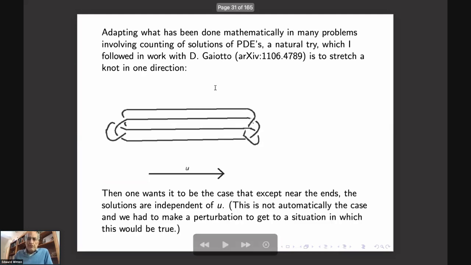We won't get that for free. And in fact, with Gaiotto, we had trouble getting it. We had to include a perturbation of the simplest version of the equation we wanted to study in order to make this true.